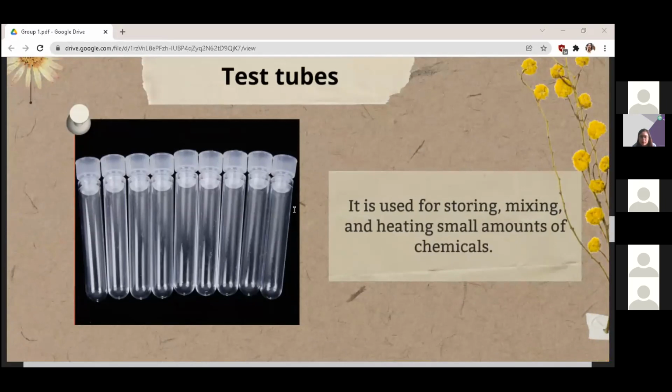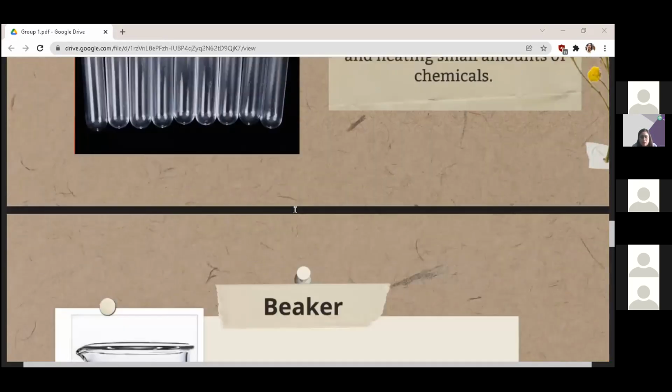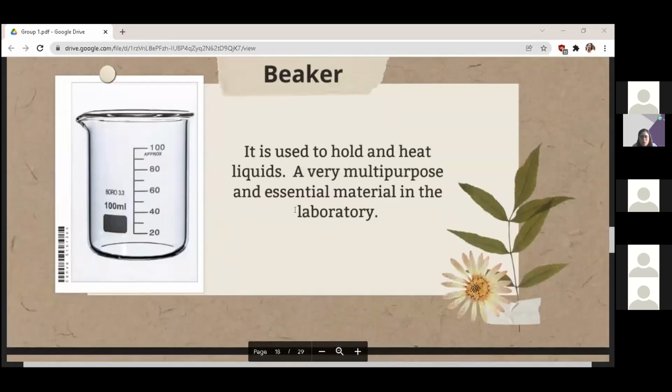Test tubes. It is used for storing, mixing, and heating small amounts of chemicals. Beaker. It is used to hold and heat liquids, a very multi-purpose and essential material in the laboratory.